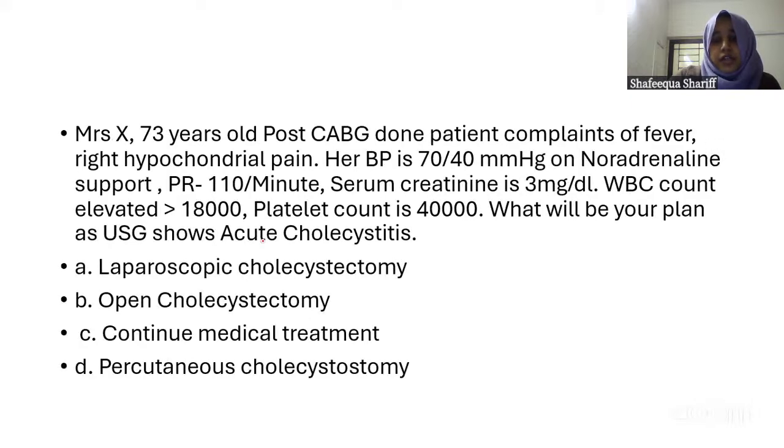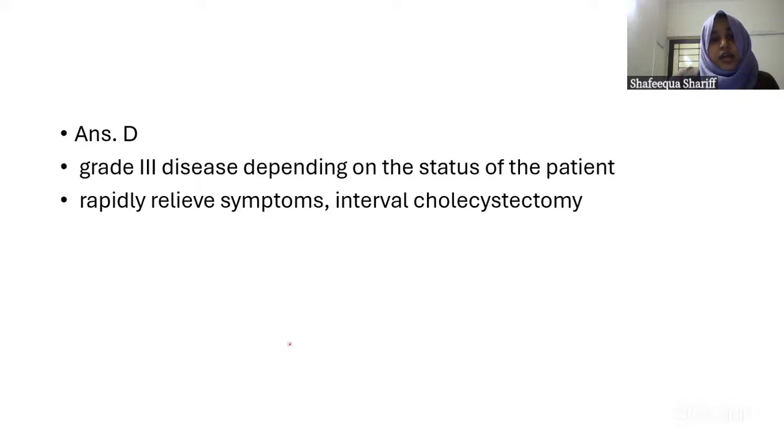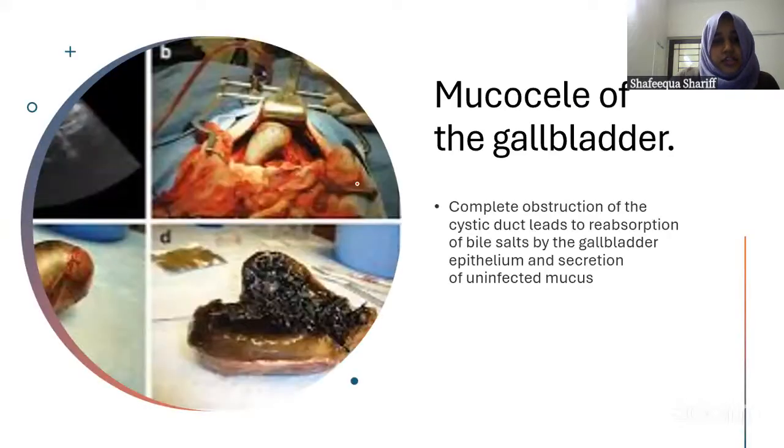Something called percutaneous cholecystostomy. This is a bailout drainage procedure that we do based on the status of the patient, especially a very sick patient. It rapidly relieves symptoms, and then 6 weeks later, we can plan for an interval cholecystectomy. So we can drain the gallbladder by ultrasound-guided drainage.